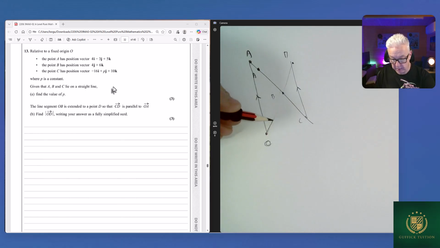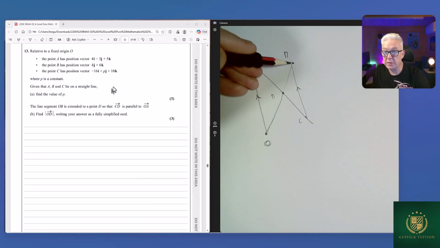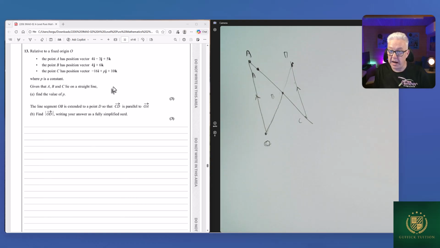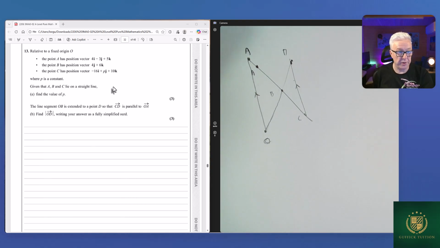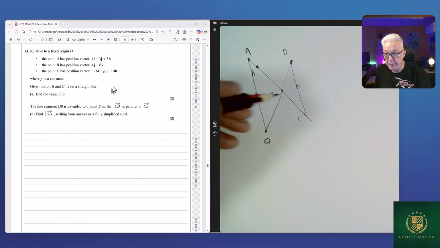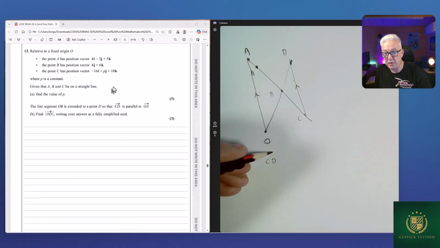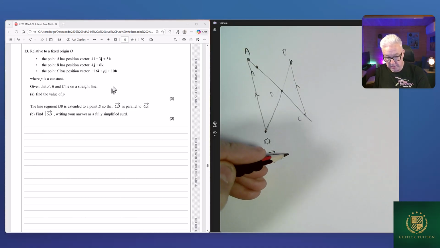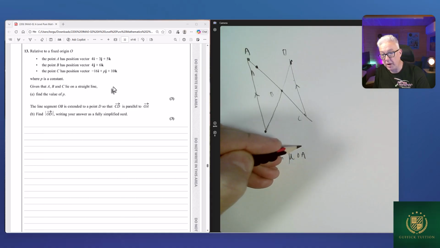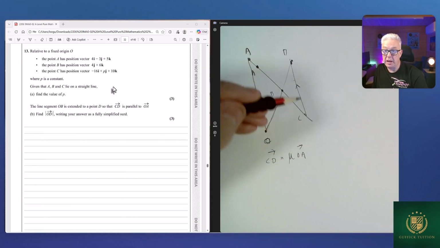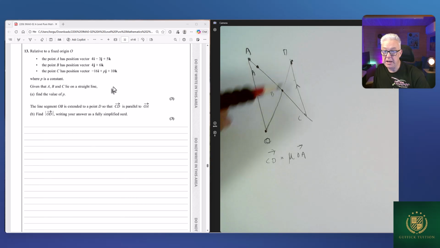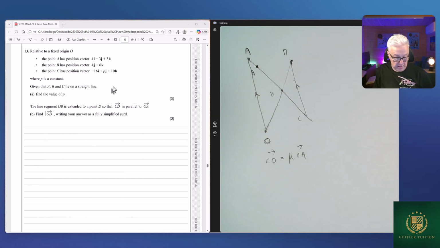So basically this line has been extended all the way out to some point here, D, such that these are parallel. That, I believe, is the essence of what they're saying. And we've got to find out the magnitude, in other words the length of O to D. We want to find out this length here. So let's have a think about this. What can we say? Well, if they're parallel, going from C to D is going to be some kind of scalar multiple of O to A, because if these two are parallel, then C to D is some fraction of O to A. So we can certainly say that.